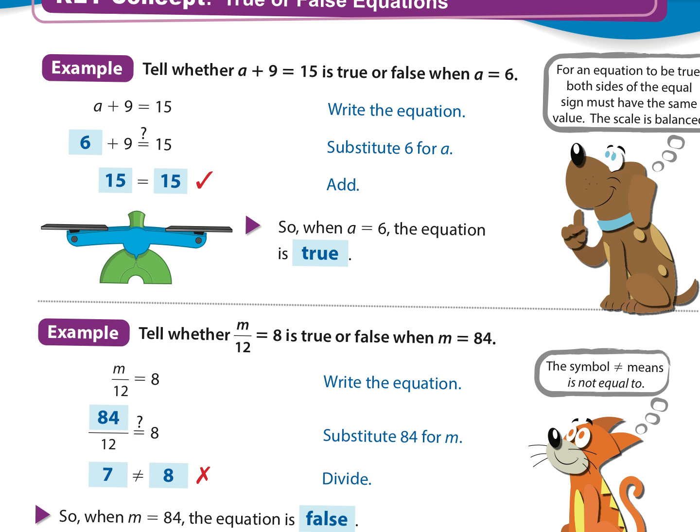We're determining if the equation is true or false based on information given to us. So looking at the top example, it says, tell whether a plus 9 equals 15 is true or false when a equals 6. So what does that mean? That means I have to replace the letter A with 6 and test it. I will test it out, see if it does equal 15, and if it does, then my answer is true. Does that make sense? I'm literally doing the same thing I did in the last lesson. I'm just now telling if the answer they're telling me it should equal is true or false.